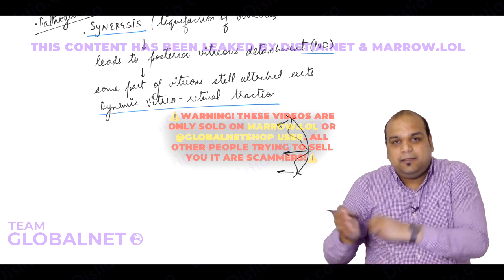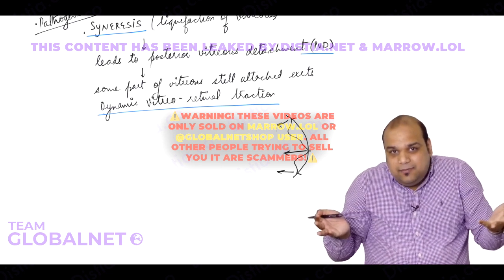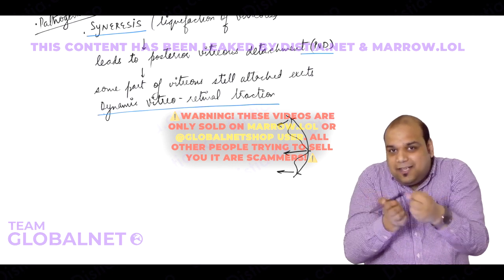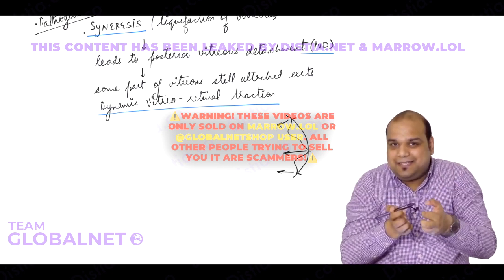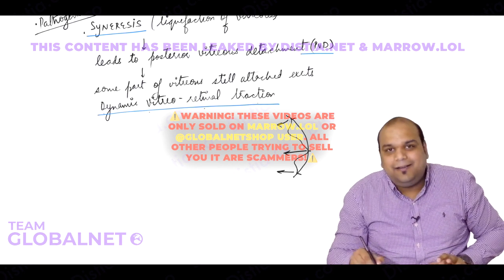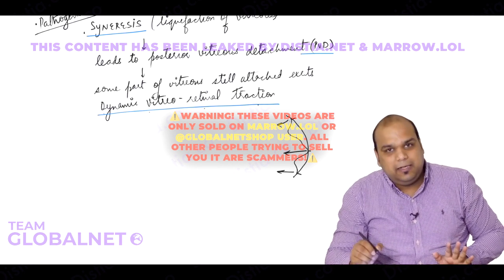Am I clear to everybody? They also want to detach. We also want to get detached. Okay? So they are exerting a pull at different places, in different directions of force. So, vitreoretinal traction. Traction means pull. Am I clear to everybody?